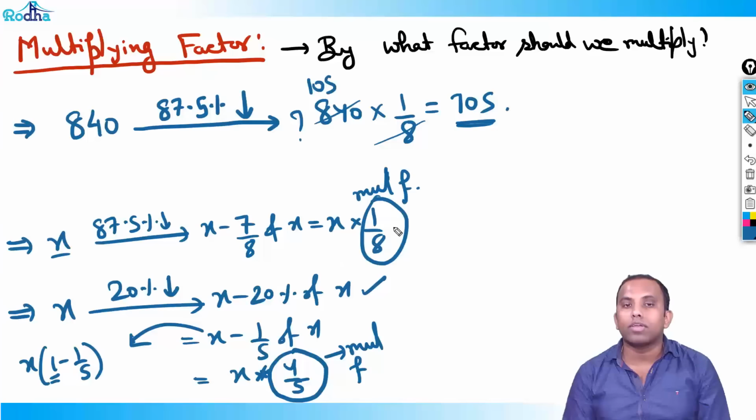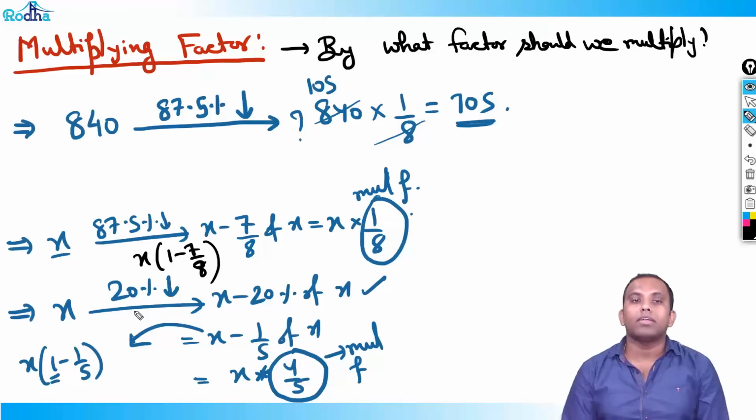Here also, right? Here also. Again, I will skip this step. But what if I write this step here? The step will look like this: you take x common here. So if you take x common, it is 1 minus 7 by 8. Okay, 1 minus 7 by 8. Right. So this is 1 minus 7 by 8.